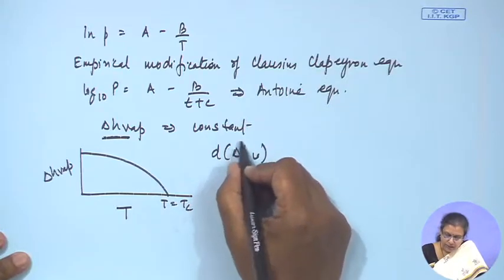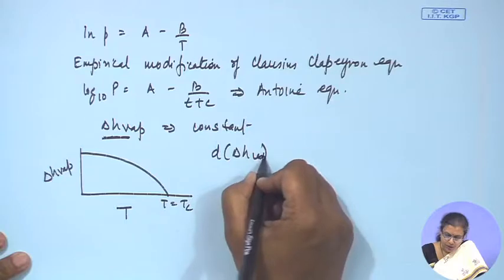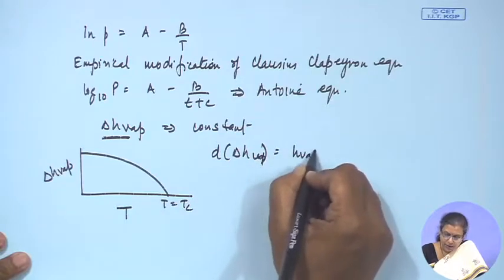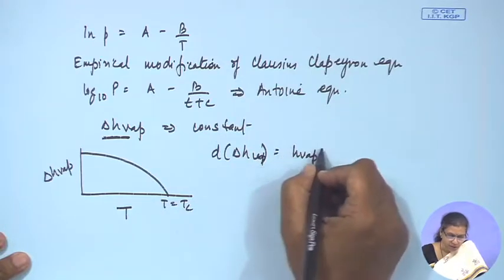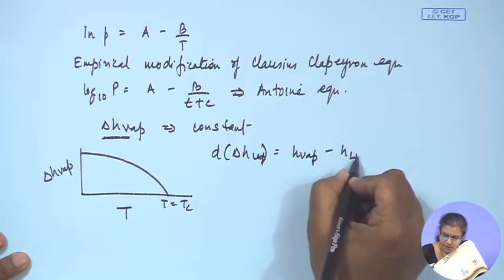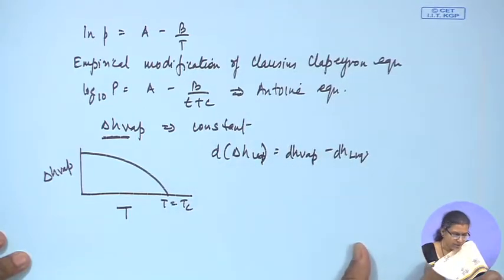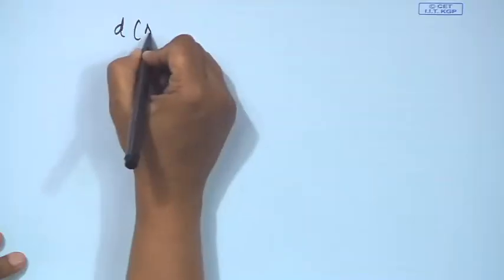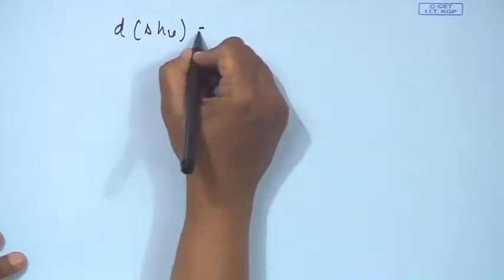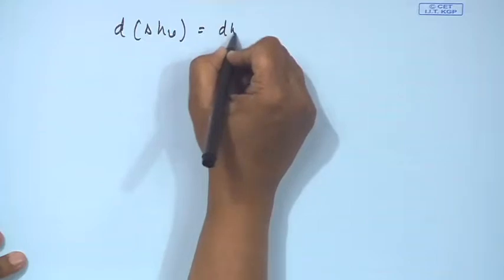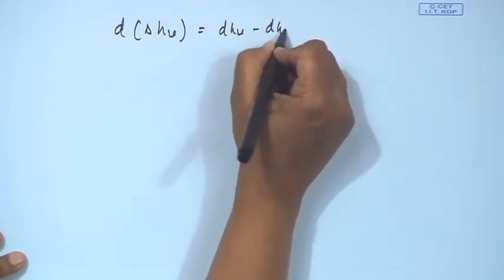We know that the latent heat of vaporization is nothing but H vapor minus H liquid. So therefore, d of this is going to give me this, right. Now this is the latent heat of vaporization, it is dH_V minus dH_L.